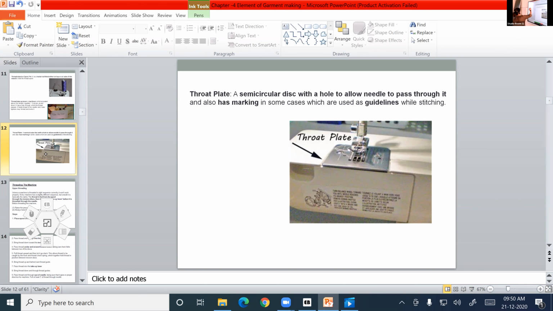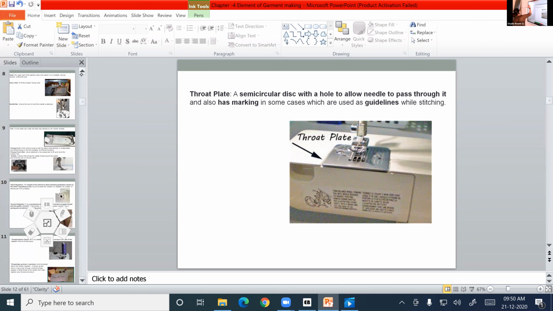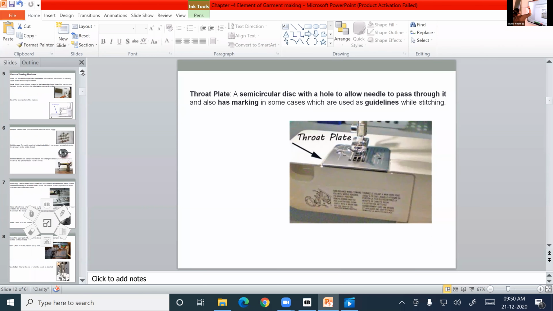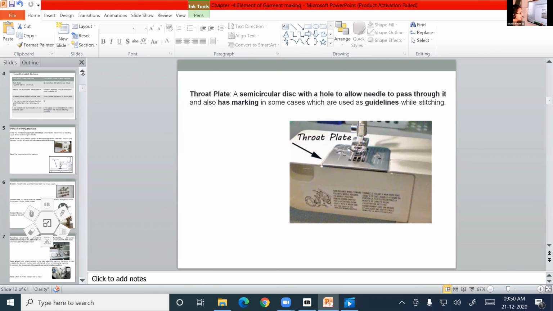So what are the parts of the machine? Can anyone say? Malavika. I'll ask Anna, she is the one who doesn't have a machine. Tell me the parts of the machine. Arm, bobbin, okay. Okay, first I'll tell you.